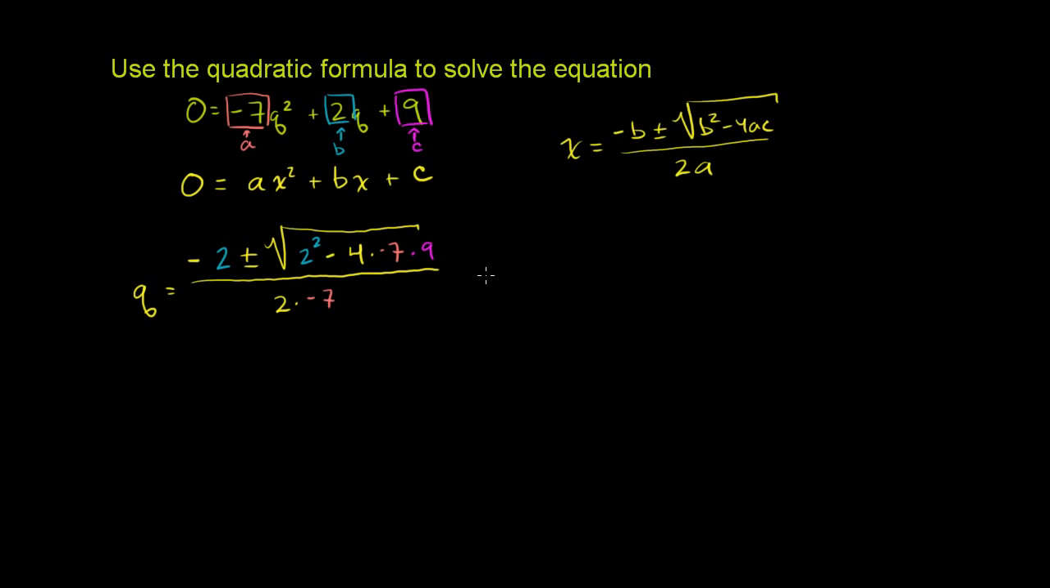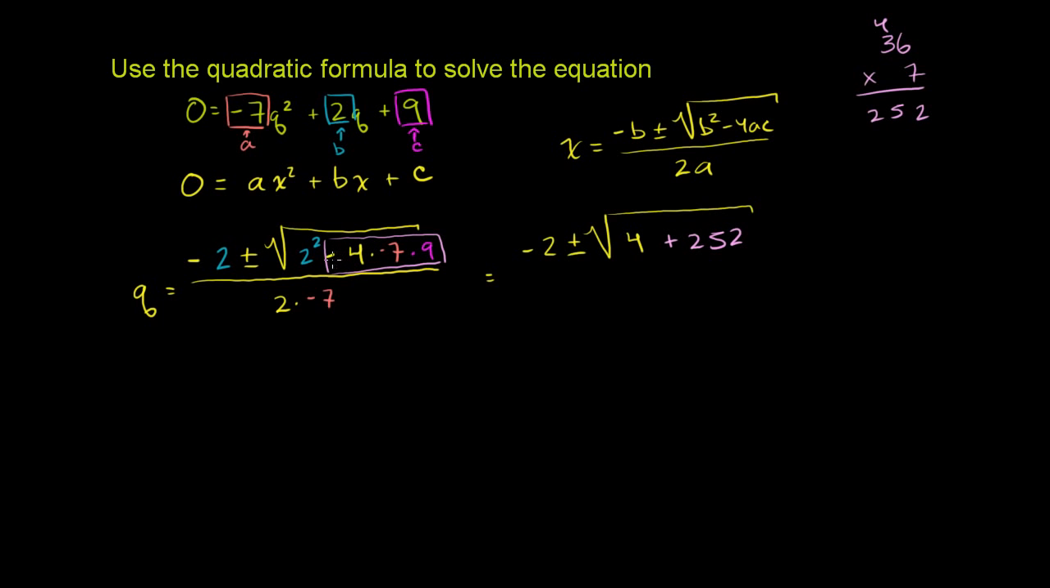So this is going to be equal to negative 2 plus or minus the square root of, see, 2 squared is 4. And then if we take the negative 4 times negative 7 times 9, this negative and that negative are going to cancel out. So it's just going to become a positive number. 4 times 7 times 9. 4 times 9 is 36. 36 times 7, let's do it up here. 7 times 6 is 42. 3 times 7 is 21, plus 4 is 25. 252. So this becomes 4 plus 252. Remember, you have a negative 7 and you have a minus out front. Those cancel out. That's why we have a positive 252 for that part right there.